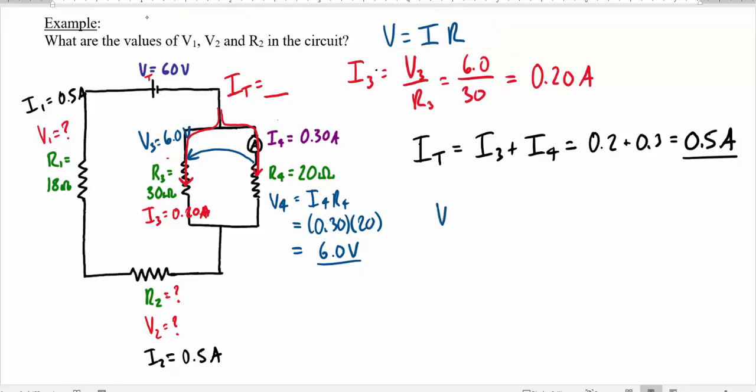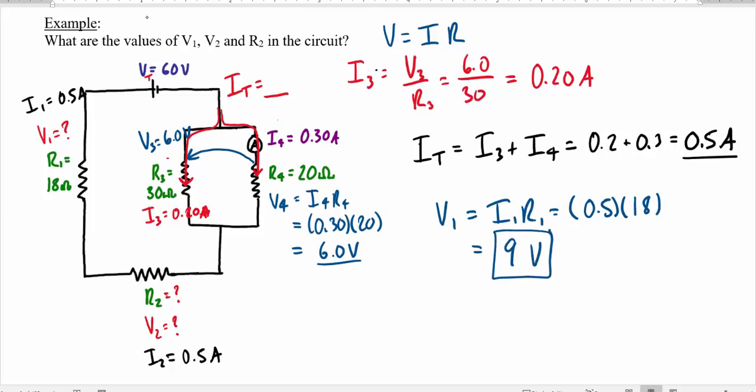So let's find V1. V1 must just be I1 R1. So the current of 0.5 amps times the resistance of 18 ohms. So this is 9 volts. So that's actually one of the answers I was looking for from the beginning. This is 9 volts right here. And now all I've got left is to figure out everything else about resistor 2. So I need to find the resistance and the voltage on resistor 2.